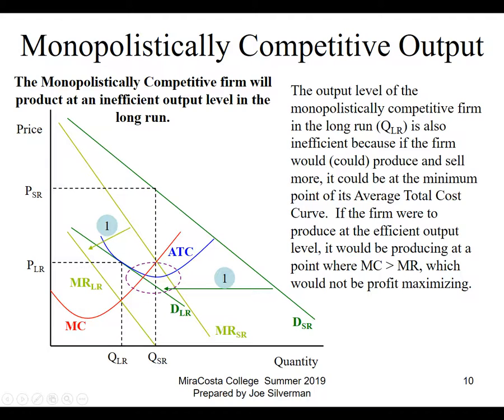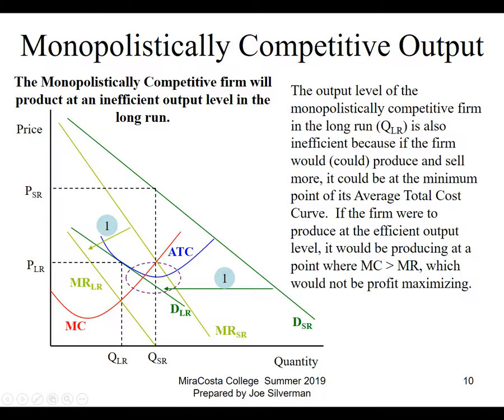So what do we mean by that? An efficient level of output would be where we're producing at the lowest long-run average total cost, which would be at the bottom of this U-shaped curve that we call the long-run average total cost curve. The monopolistic competitive firm is not doing that. It's actually producing on the downward portion of the long-run average total cost curve, which means that if it could produce more, if somehow it could provide more to the market, it would be producing at an efficient level.